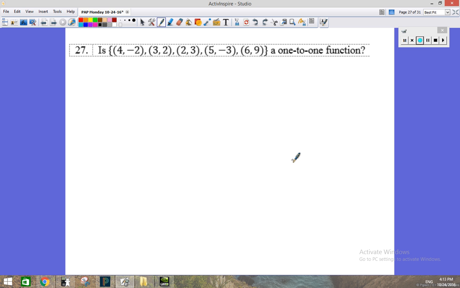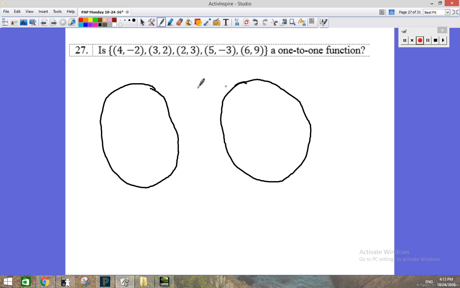Now they don't give me an equation, but they give me a set of ordered pairs. So maybe the easiest way to determine whether this is a 1-to-1 function or not is to make a mapping, because if this list is too long, I may not be able to recognize it. We used a mapping before to easily determine whether this relation was a function or not. So my domain is the set of x's, the first number of each pair. My range is the set of y values, the second number from each pair.